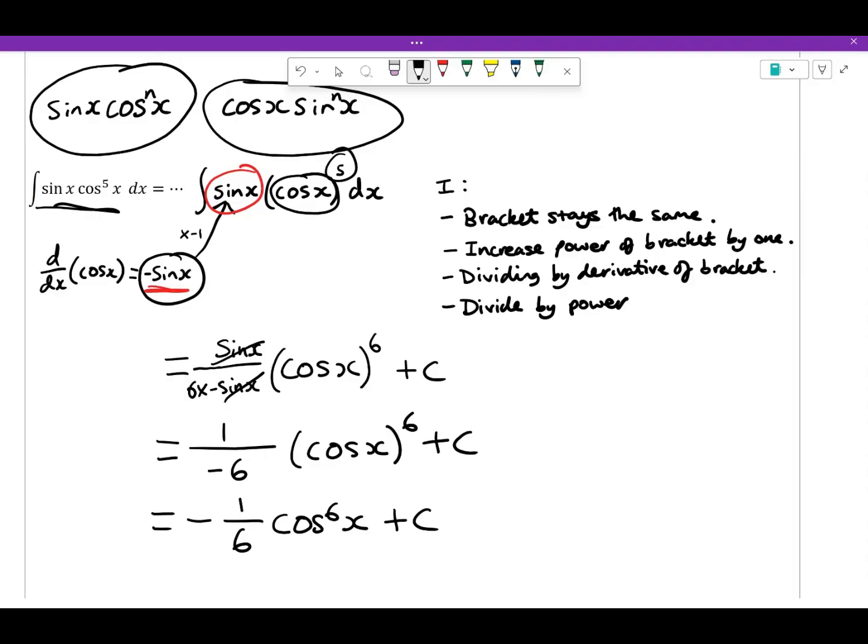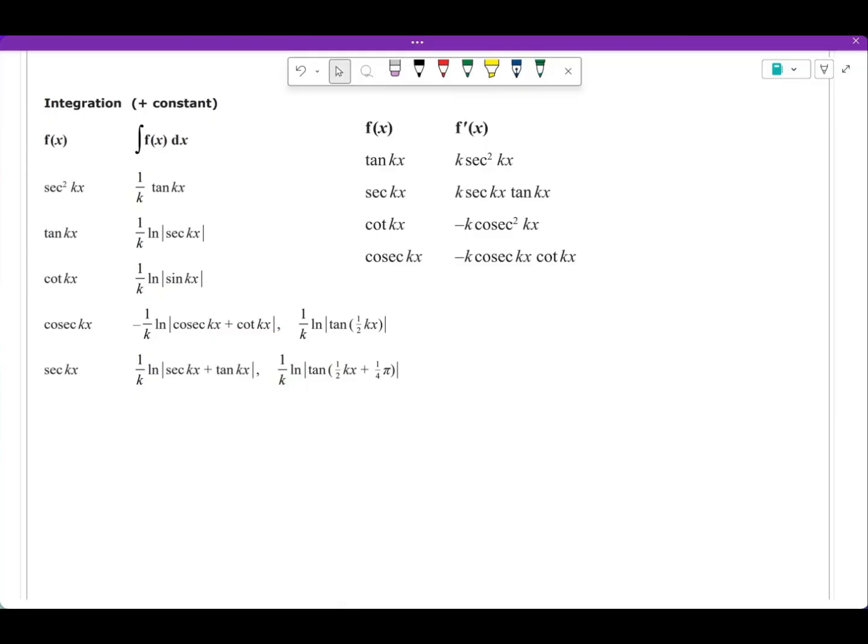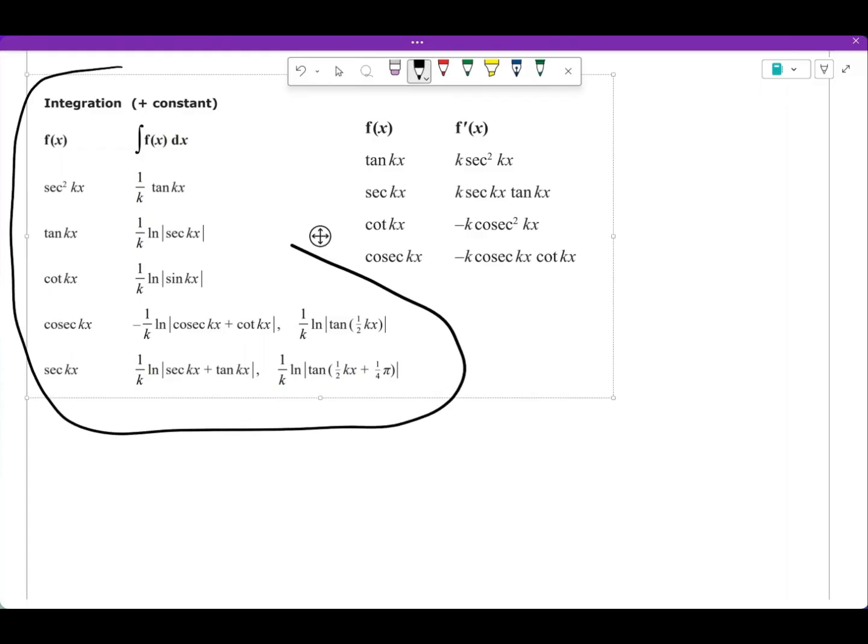We're now going to look at some harder trig questions involving the reciprocal functions and making use of the formula booklet. We're now going to look at how we can integrate trigonometric functions other than sine and cosine using the reverse chain rule and making use of the formula booklet to help us. So I've got the formula booklet here, and we're going to focus first on this left-hand part over here, because this has some crucial integrals that you're going to need to be able to use.